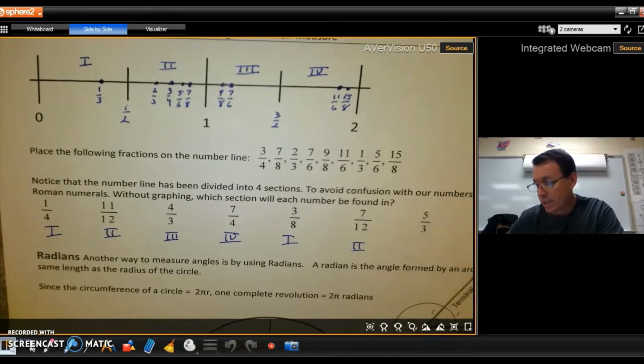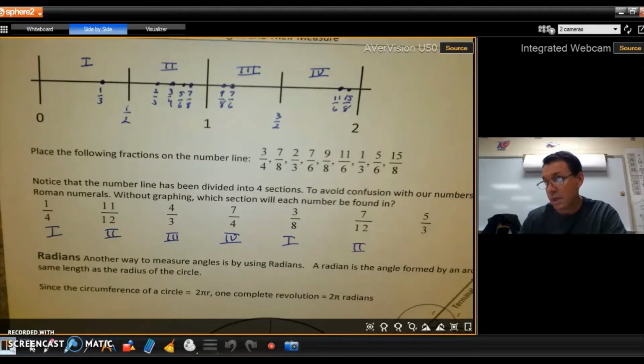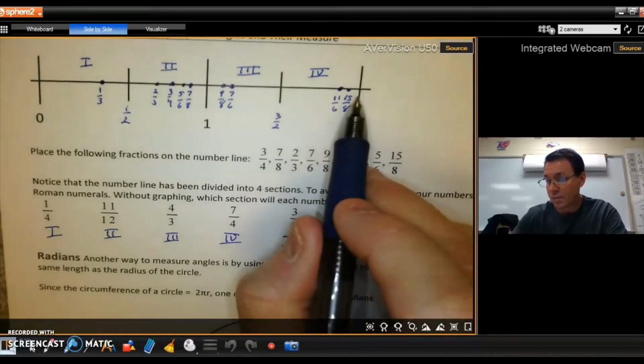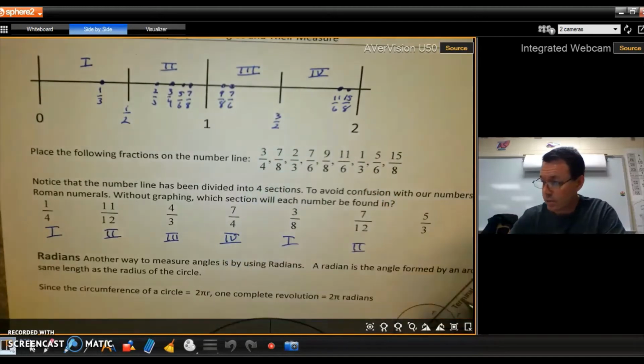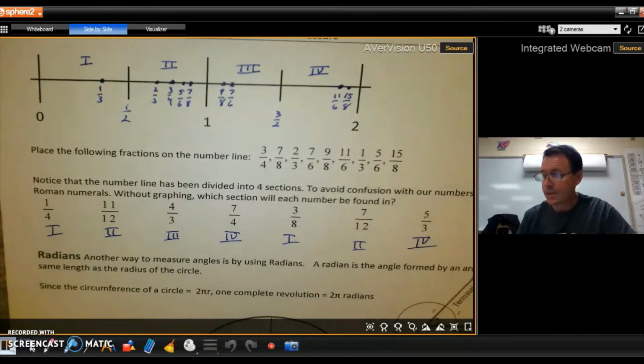And then 5/3. We may have to think about this one. 5/3 is bigger than 1. 5/3 is almost 2, because 6/3 would be 2. So 5/3 is going to be over here somewhere. So it's in that 4th section.